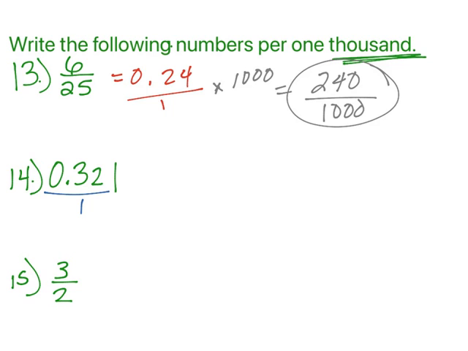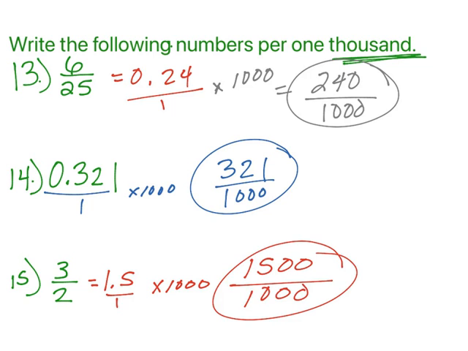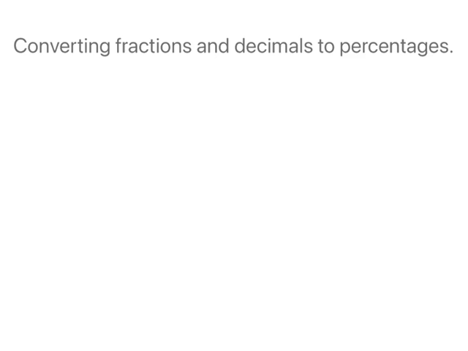In 14, we already have a decimal. So I just multiply the top and the bottom by 1,000, and I get 321 over 1,000. In number 15, when I divide those, I get 1.5. So when I multiply the top and the bottom by 1,000, I get 1,500 over 1,000. Scaling can be very important when you get into ratios and trying to make meaning out of some difficult data.